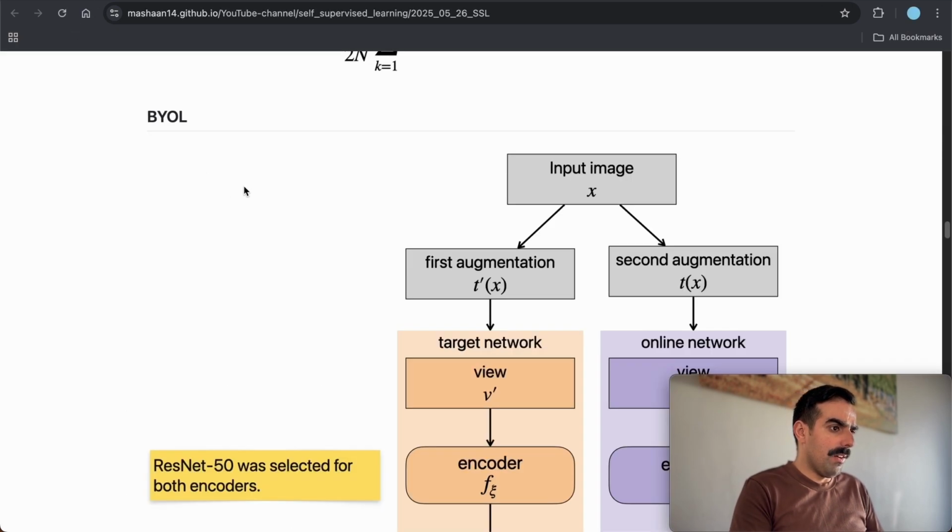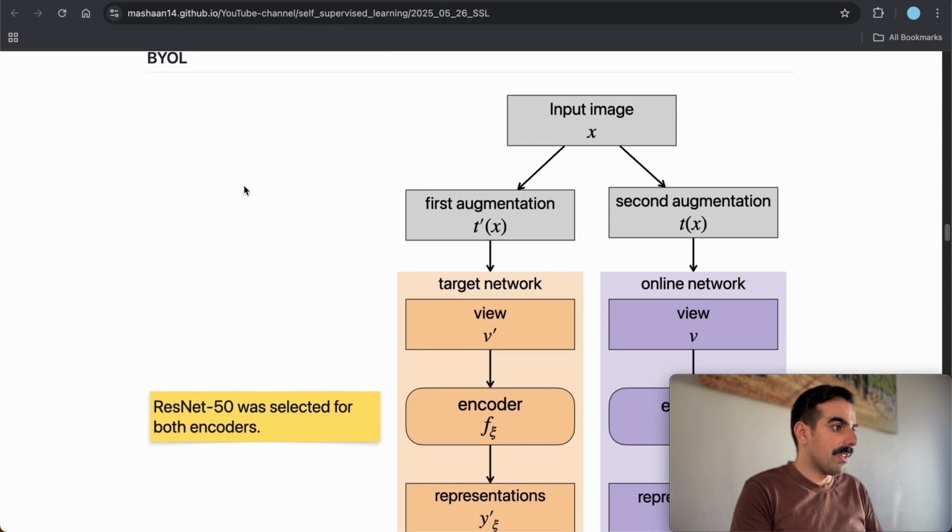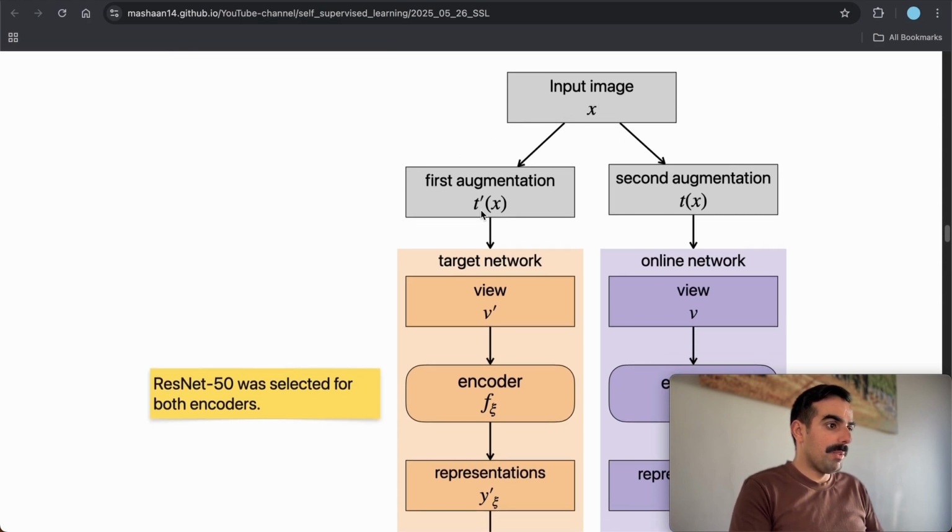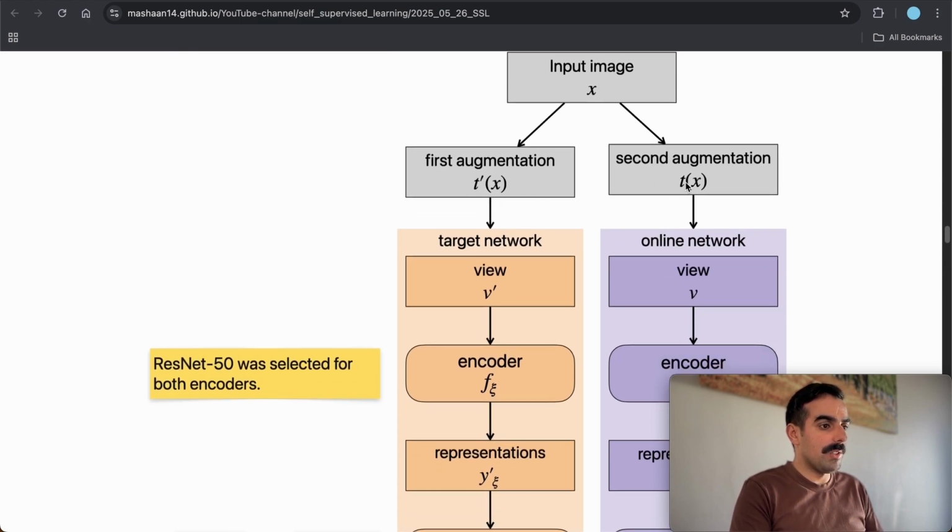I have a figure here for this paper. So the input image, first segmentation, second segmentation.